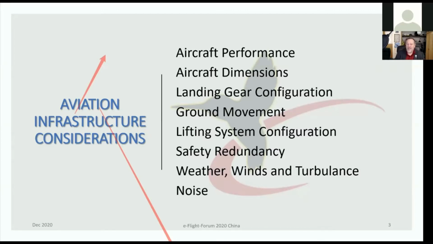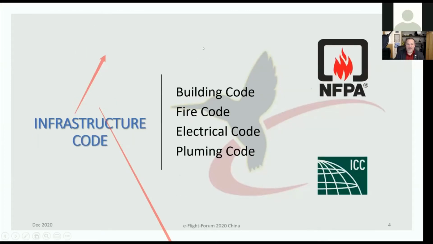Are those lifting systems going to be articulated, and will they change orientation during transition? Safety redundancy is a big issue. Weather, winds, turbulence, and lastly, noise are all considerations. In the building code world, which is separate from what we look at from the aviation side, there is the building code, the fire code, the electrical code, and the plumbing code. The ICC, the International Code Council, and the National Fire Protection Association, or NFPA, are all working on figuring out what we need to do on the code side.